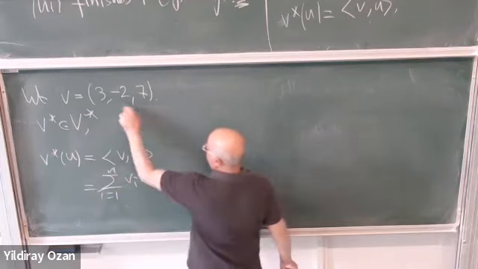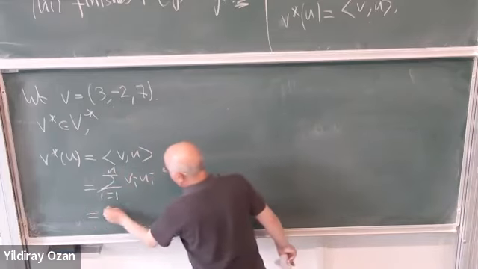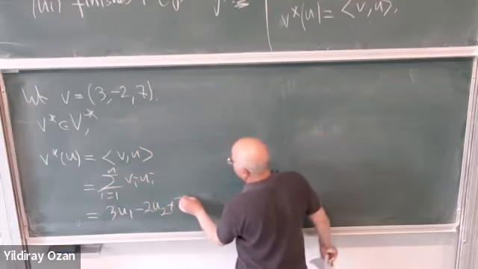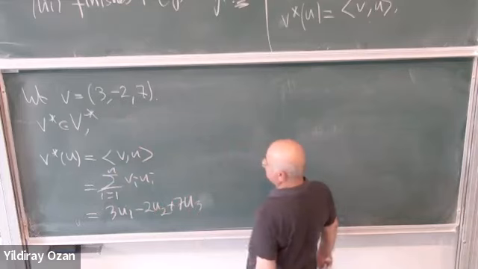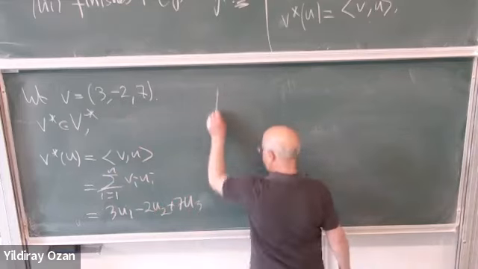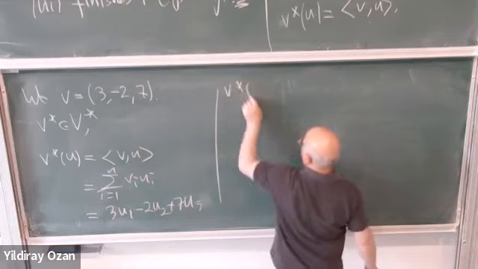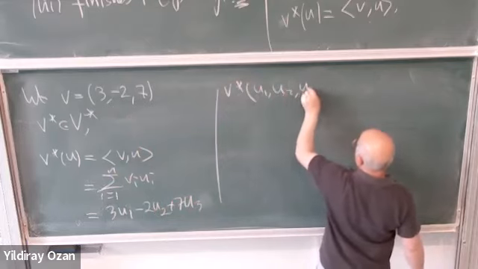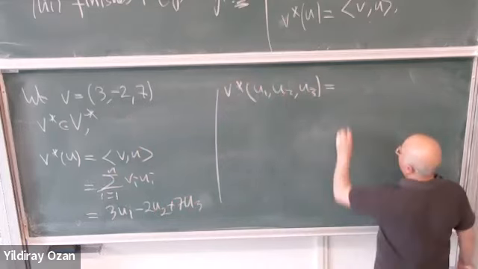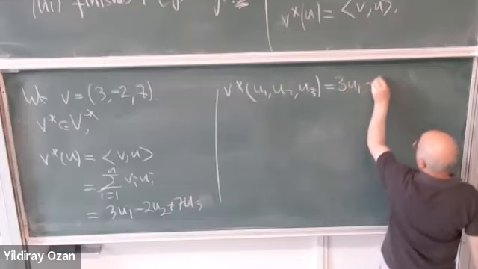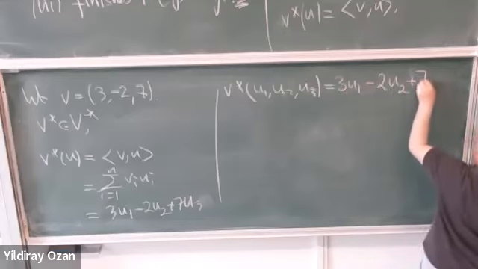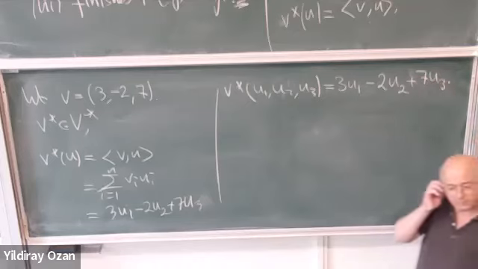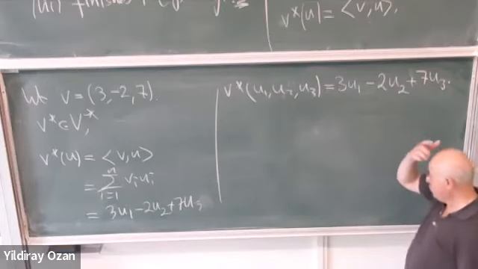So it is just what? 3 times U1 minus 2 times U2 plus 7 times U3, right? So this star of U is just, let's say, U1, U2, U3, and this is equal to 3 times U1 minus 2 times U2 plus 7 times U3. Okay. So it's a vector in the dual space.